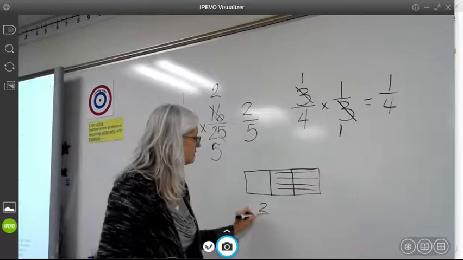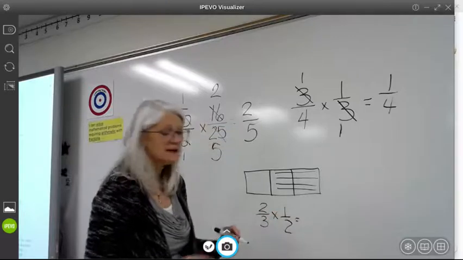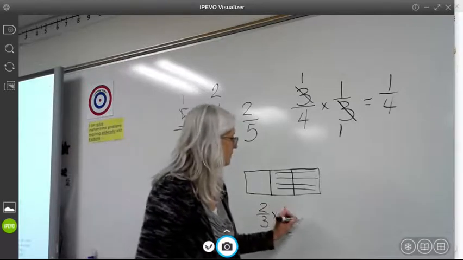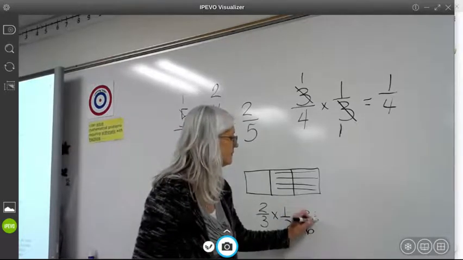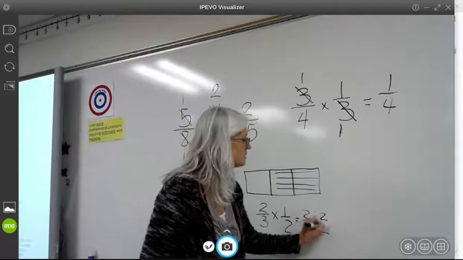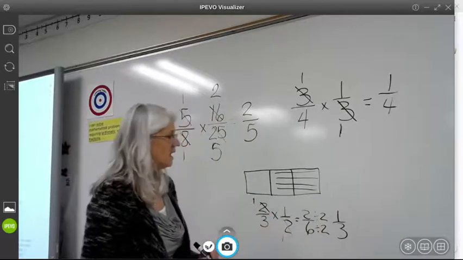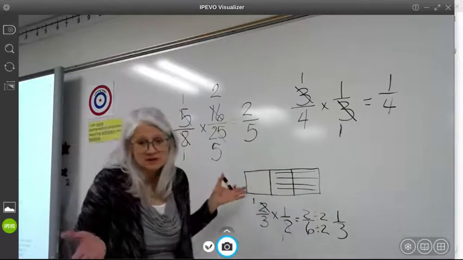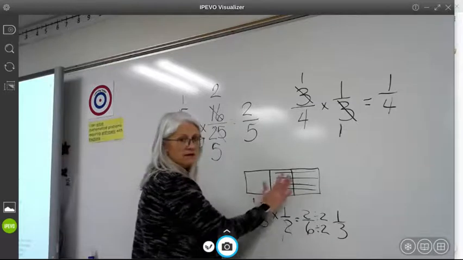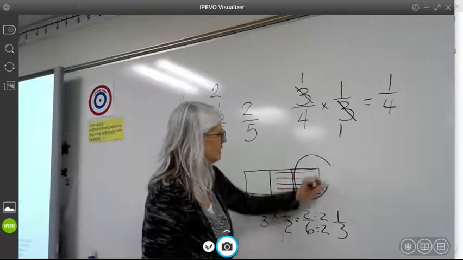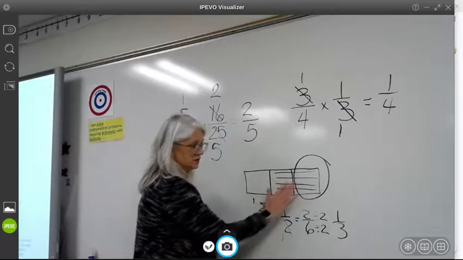So we have 2/3 times 1/2. And it's going to equal 2/6, or when I simplify it by dividing by 2, it's going to be 1/3. I could have done this just by looking at my picture, right? Half of his garden. So I'm looking at his garden here. Half of it is right here. How much was that? That's 1/3. Half of the 2/3 is 1/3.